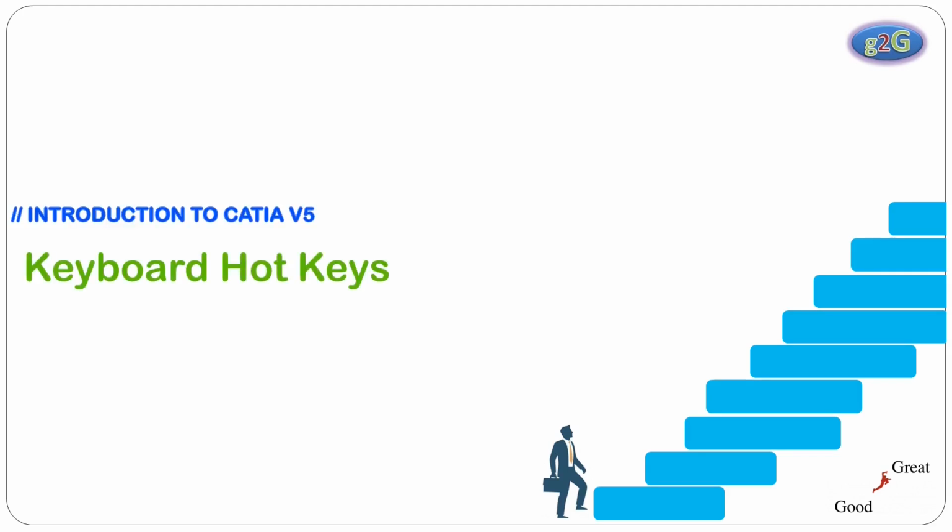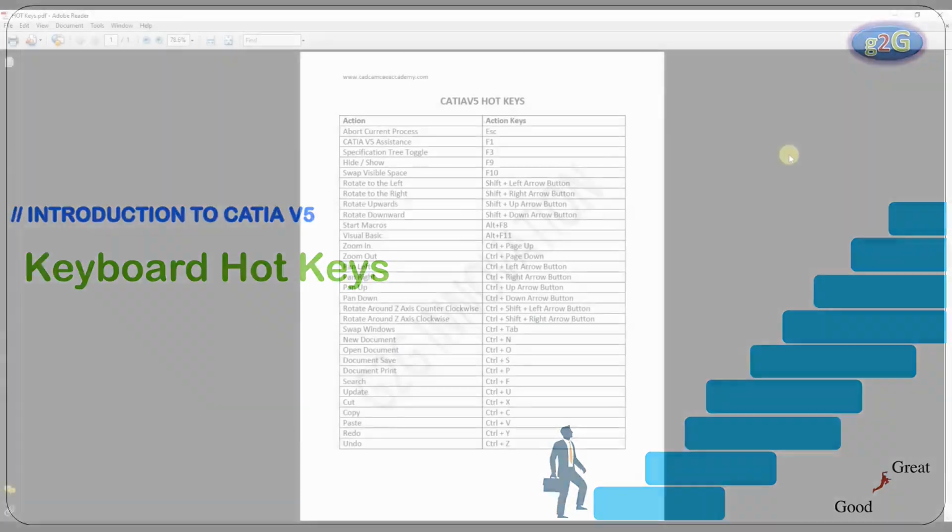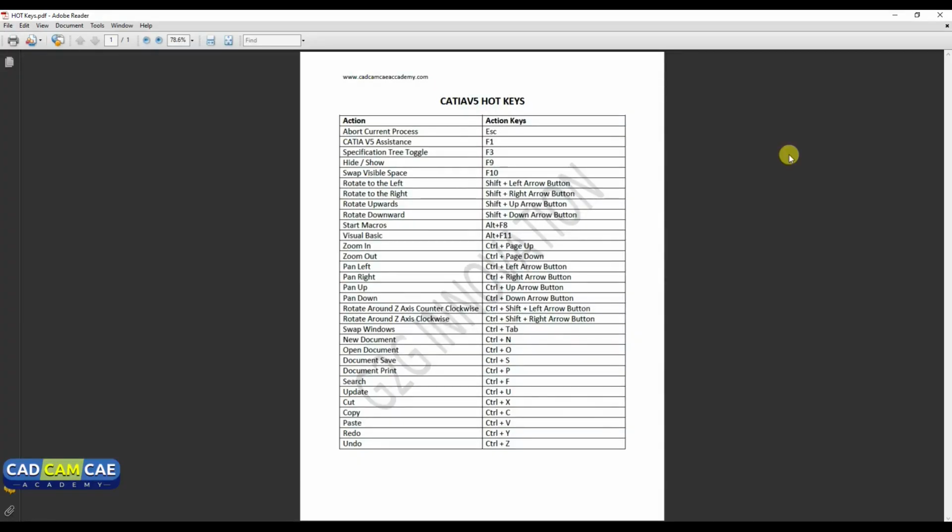So before we see the hotkeys, you need to download the file named hotkeys. This file is located next to this current video. You can download it and refer to it. Once you download it, the first thing you need to do is take a printout of it and stick it near your workstation so that you can refer to it again and again.